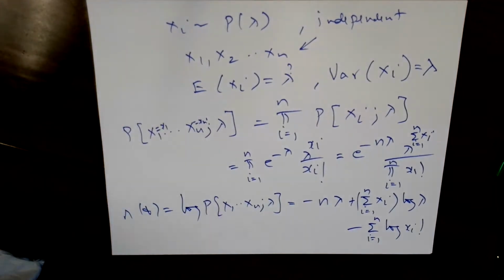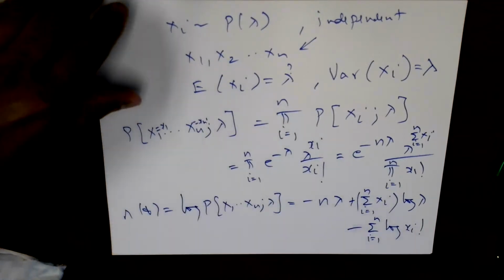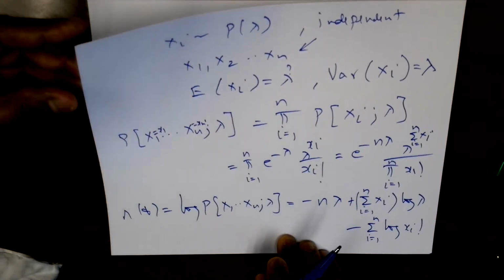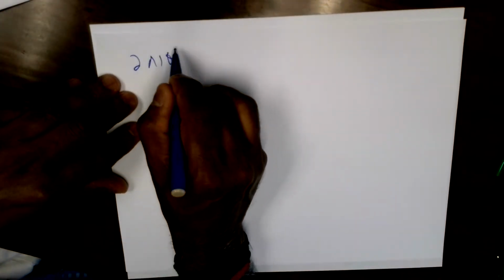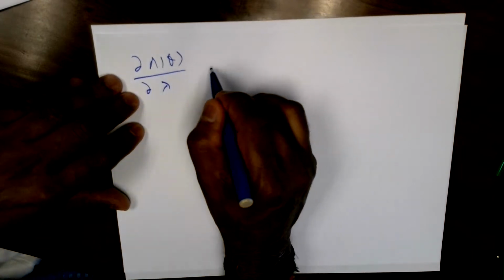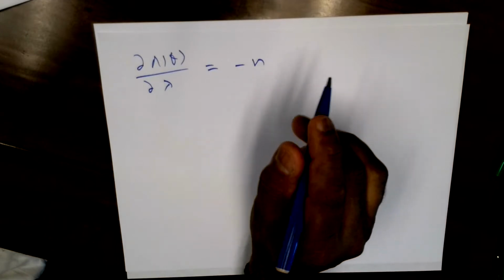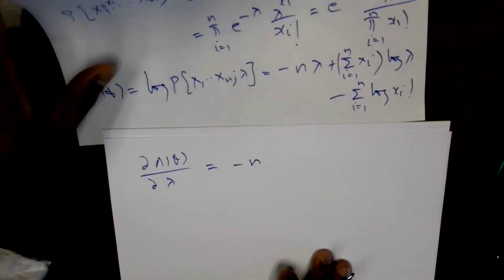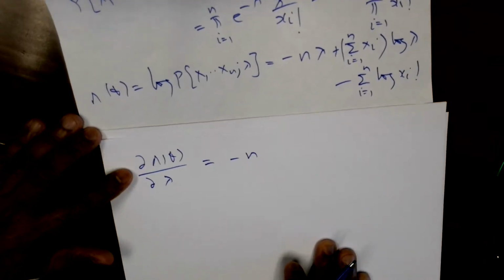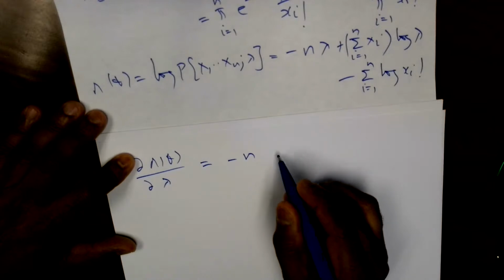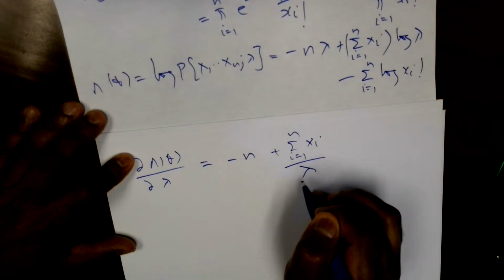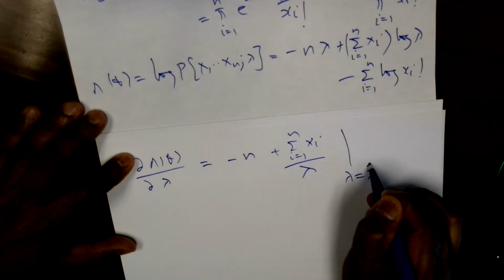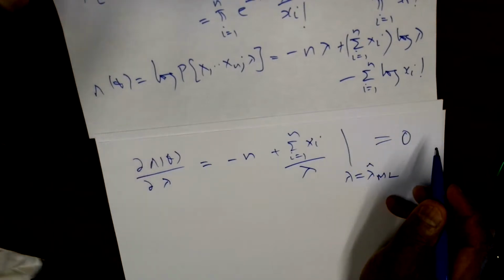Notice the last term is immaterial because when we take the derivative with respect to lambda, this doesn't contribute. But the first two terms contribute. So let me do that next, which is the derivative with respect to small lambda. So that's going to be minus n. Then from here, plus sigma xi, i equal to 1 through n, over lambda. So we'll equate this to 0 at lambda hat ML. This is the maximum likelihood procedure.